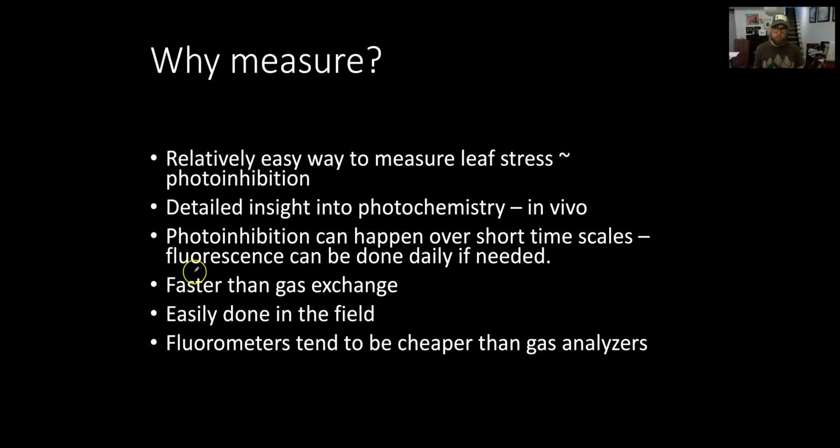As I mentioned before, it's much faster than a gas exchange system. It's really easy to do in the field. The equipment's lighter, the batteries last longer, all that kind of stuff makes it a bit easier. And I also mentioned earlier that the equipment tends to be a bit cheaper. A good fluorometer is in the ballpark of, I'm trying to remember the last quote I got, but somewhere around 10-ish grand. And there are some cheaper ones out there that have limited capabilities but are still useful, that might be more like 5 grand. I'm just ballparking numbers, I don't remember the exact ones. But clearly cheaper than a 6400, which is more like $50,000.